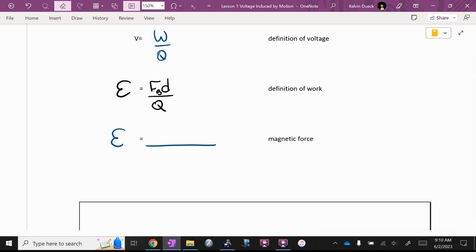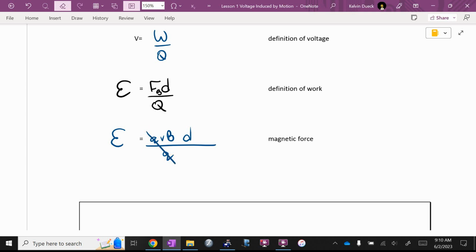There's an equation for the magnetic force on a moving charge. It's on your formula sheet and will also be on your test. It's going to be qvB. The d is going to drop down, and instead of a big Q, I'll make it a lowercase q.